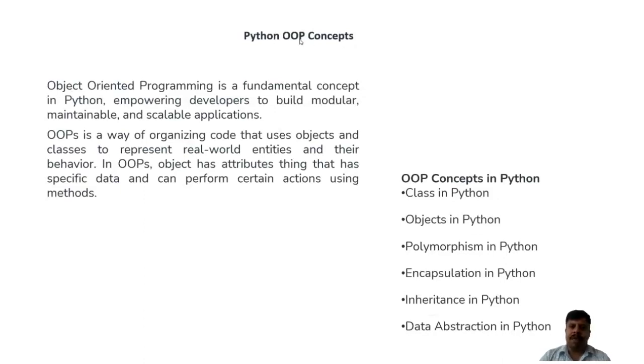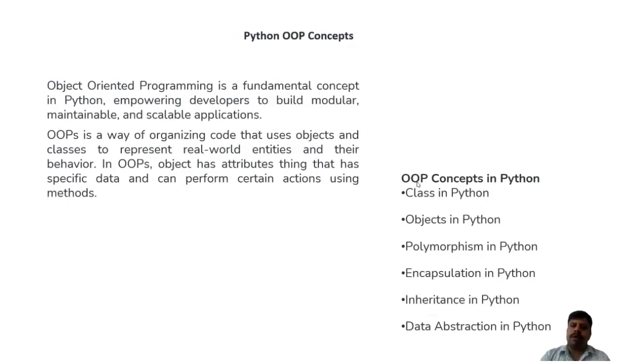OOP stands for object oriented programming. Object oriented programming is a fundamental concept in Python, which empowers developers to build modular, maintainable, and scalable applications. It is a way of organizing code that uses objects and classes to represent real world entities and their behavior. In object oriented programming, an object has specific attributes, which hold data, and can perform certain actions using methods.